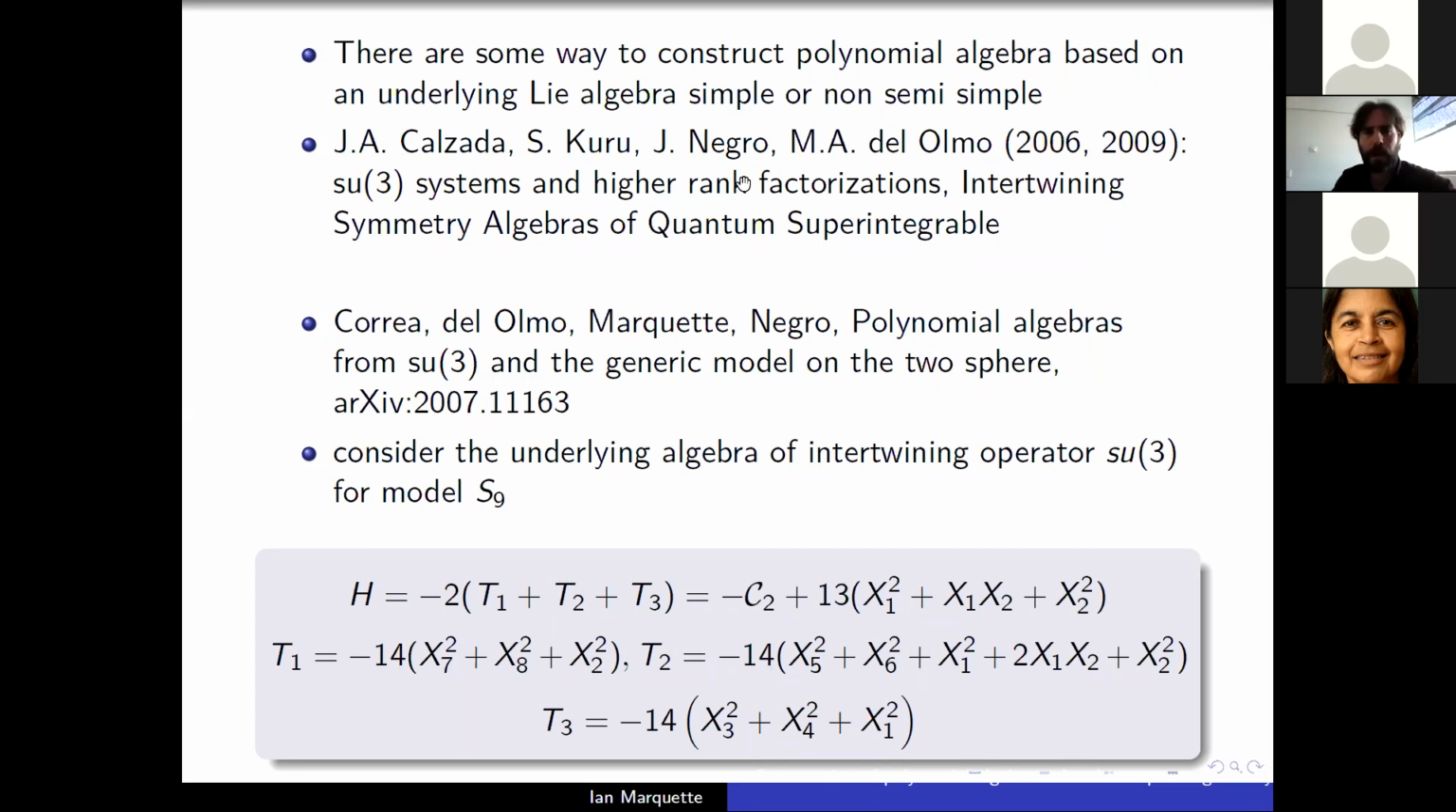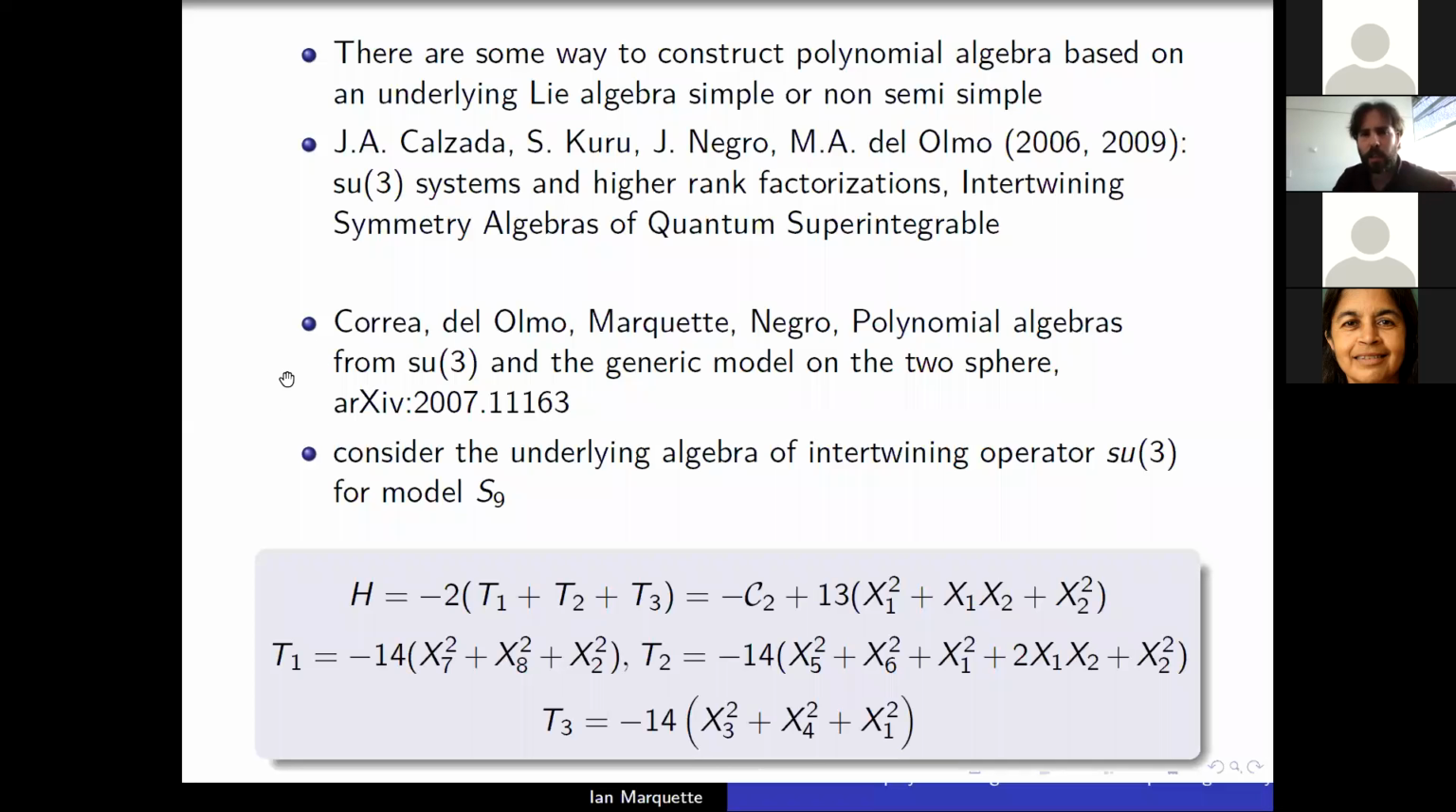There was some work by Calzada, Negro, Del Olmo in the 2000s using various Lie algebras to construct the integrals of motion. This work has not been used in some way, using this connection to obtain the algebra, because this is not quite direct. You need to go to higher order polynomials in the enveloping algebra to get something that closes.